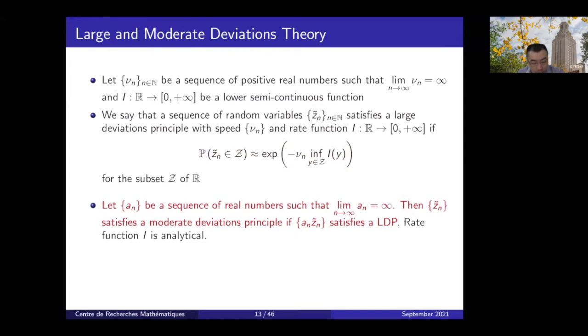Next, we look at the moderate deviations principle. Here we have another sequence a n, a sequence of real numbers satisfying certain properties that I don't show here, that in the limit goes to infinity. Then we say that a sequence of random variables Zn satisfies a moderate deviations principle if the scaled sequence satisfies a large deviations principle. For such a scaled sequence, the rate function I is often analytical. It depends on the limiting density for the random variables, but not on the individual characteristics of the distribution.